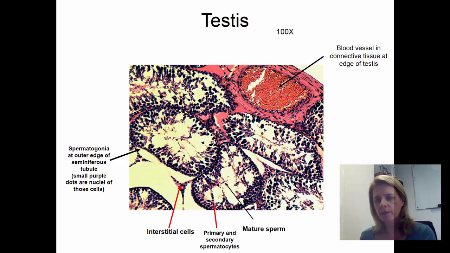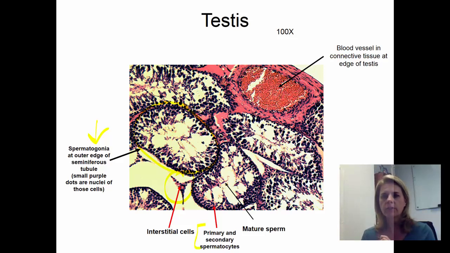You can zoom a little bit bigger and see a little more detail. Again, you can see the interstitial cells. You can see each one of these circles is a seminiferous tubule. The outermost ring in the seminiferous tubules are the spermatogonia. Each one of those little purple dots is the nucleus of a spermatogonia. As they develop and move toward the lumen, they go through their primary and secondary stages.